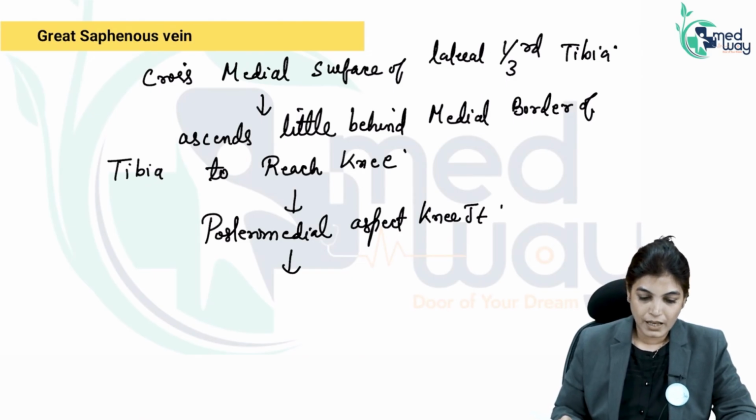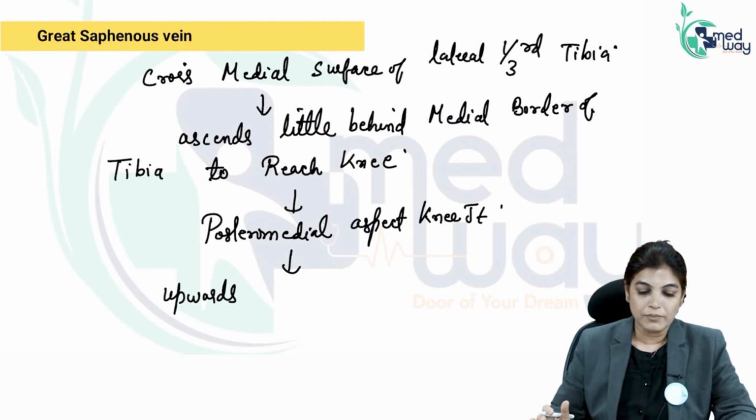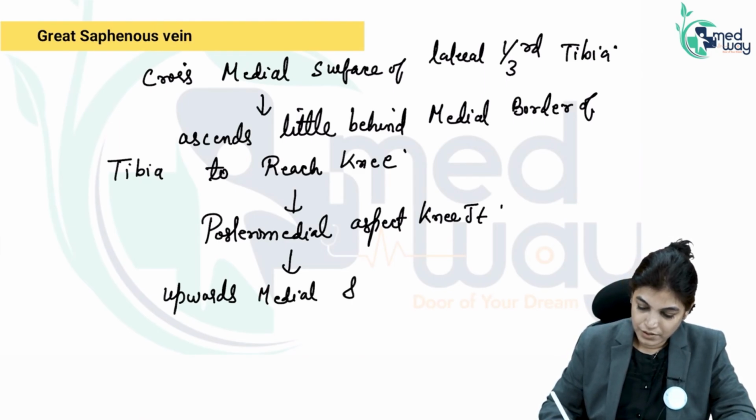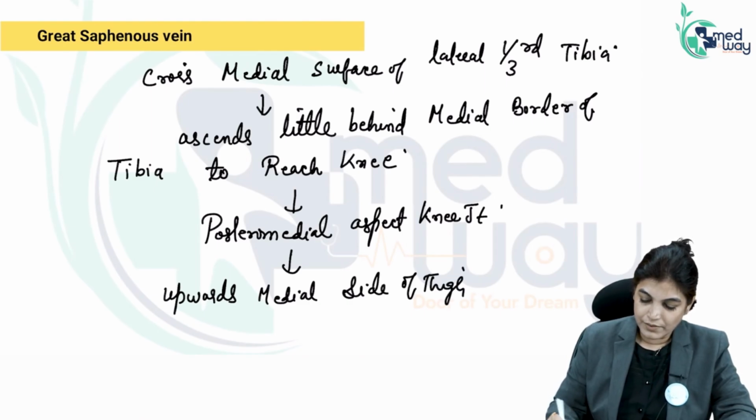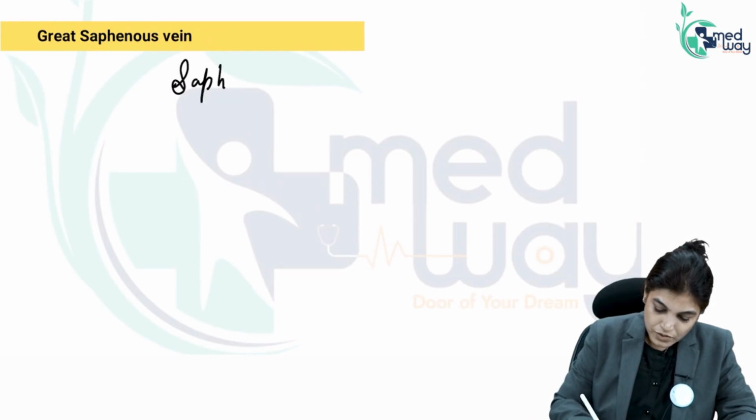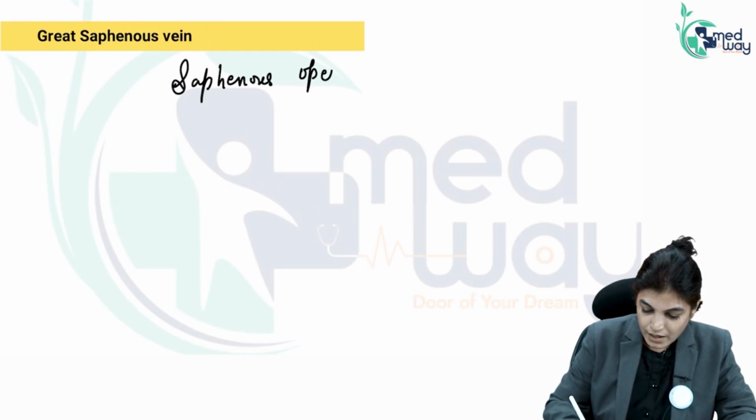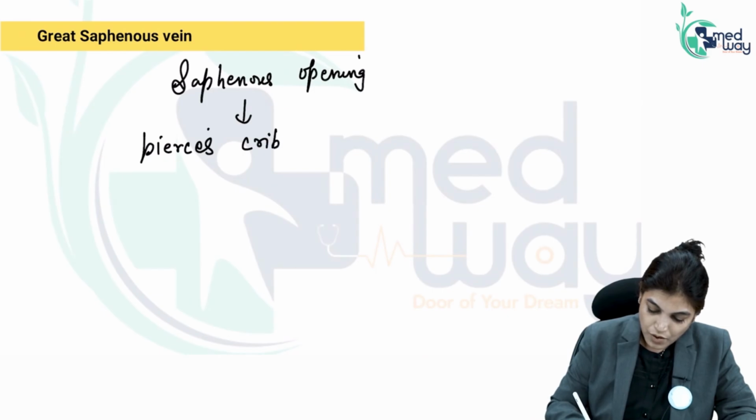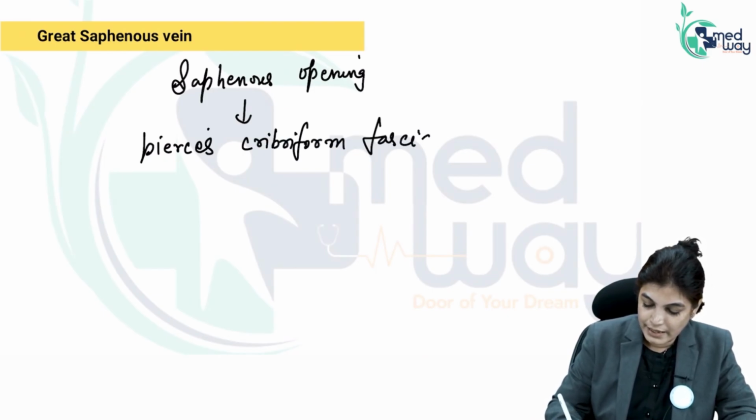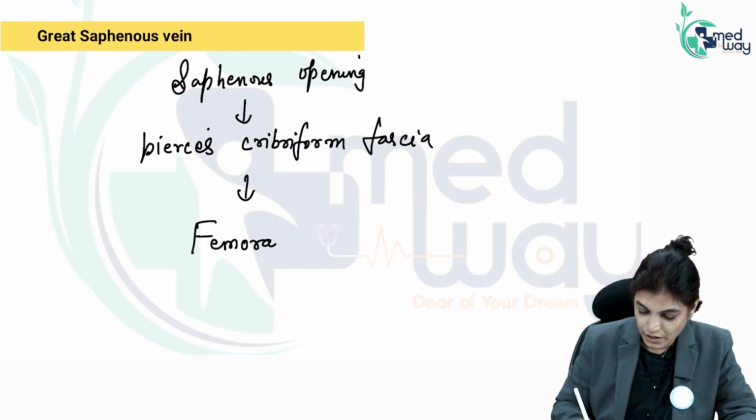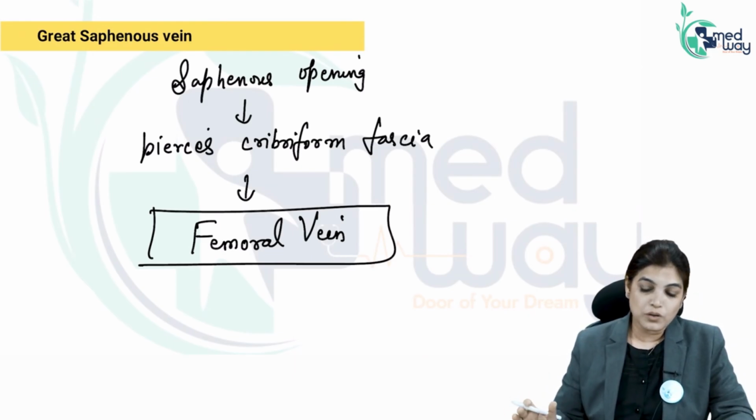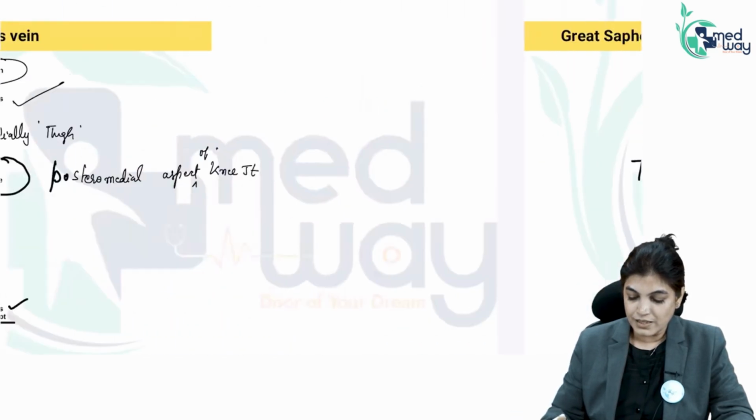It then passes upwards, about one hand breadth posterior to the patella, and up the medial side of the thigh, and ultimately traverses the saphenous opening. It pierces the cribriform fascia and drains into the femoral vein. So this is in short the whole course of the great saphenous vein, which is important for you.